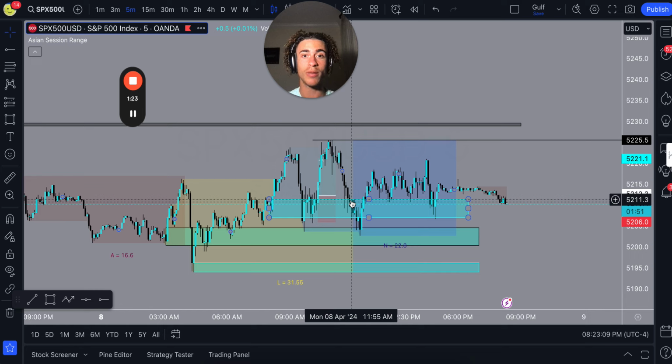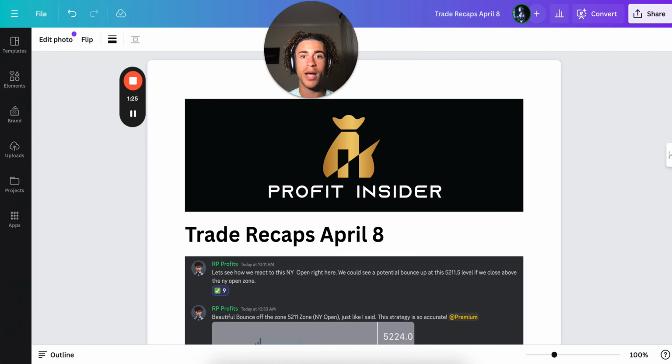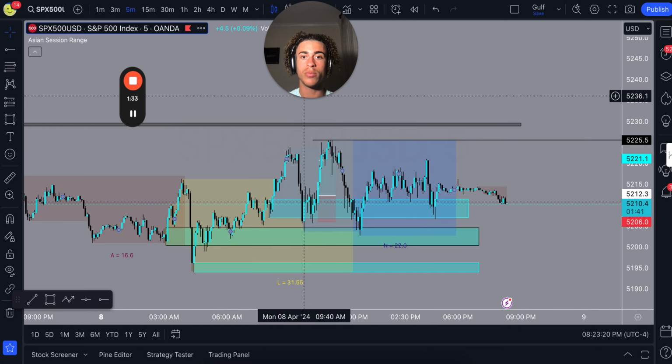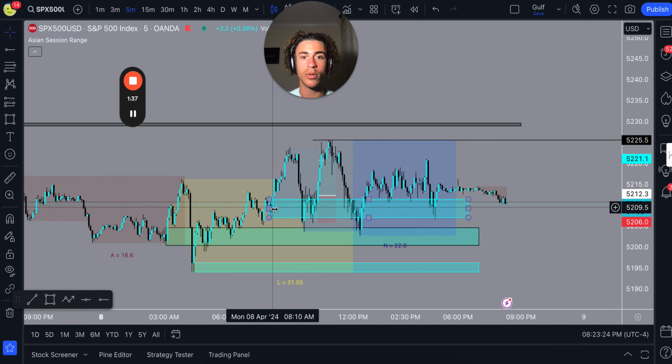I said, I think we're going to bounce off. I'll actually show you guys. I said, let's see how we react to this New York Open right here. We could see a potential bounce up at this 5211 level if we close above the New York Open zone. What did we do? We bounced exactly right when I said we would around that New York Open, right? So a lot of members in the premium were able to get in on this trade and make money.